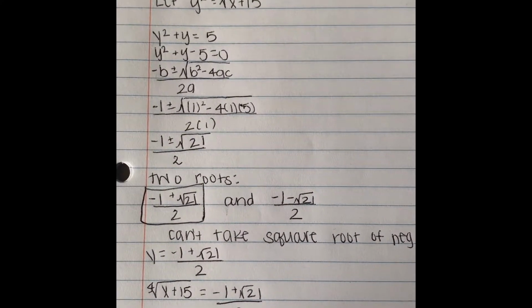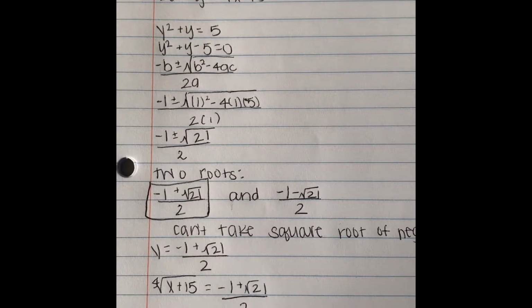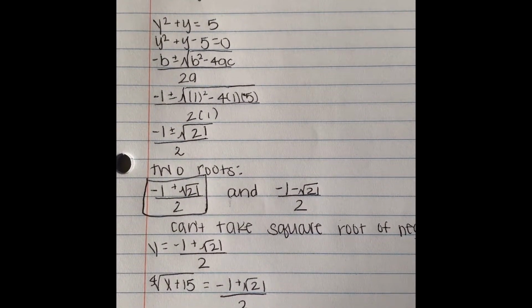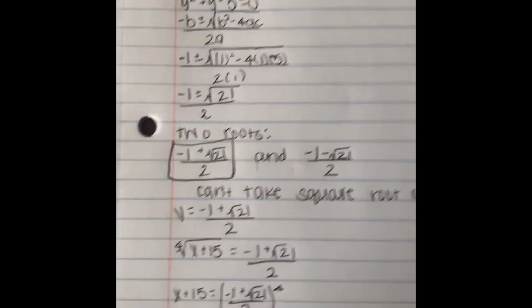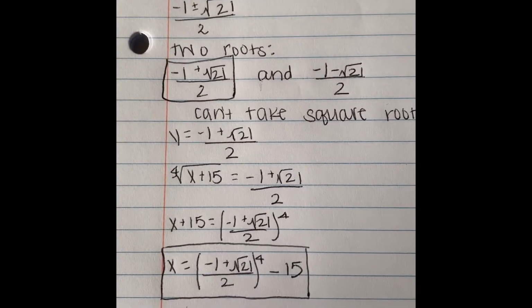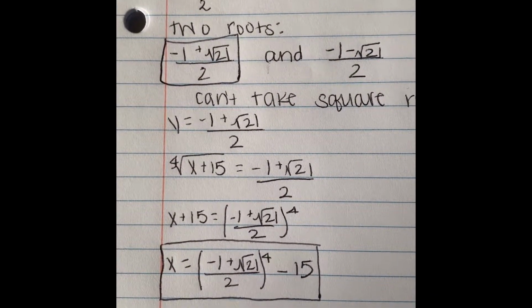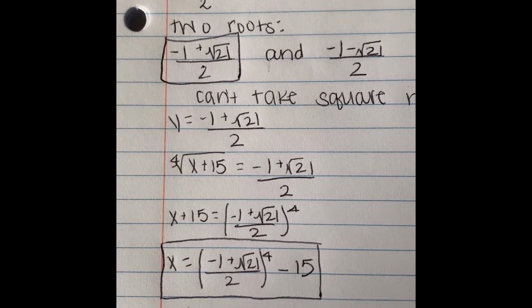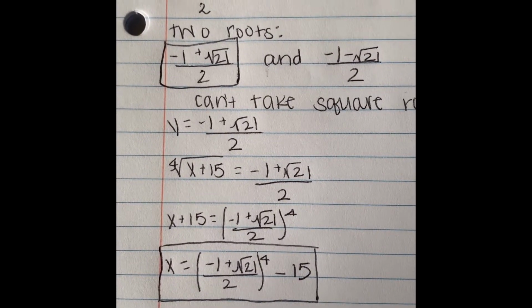So now that we have our one root, which is our y equals value, we can use that value and set it equal to the fourth root of x plus 15 to get x. So when we set it equal, we're first going to raise each side to the fourth power to get rid of the fourth root. So we have x plus 15 equals negative 1 plus the square root of 21 all over 2, quantity raised to the fourth.